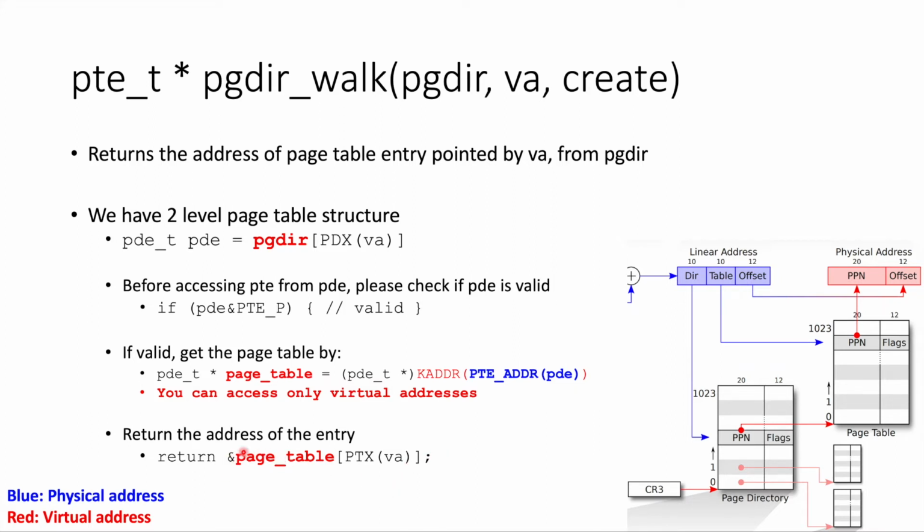Here we'll take the address of this page table entry. So it will basically return the address of this page table entry. And this covers the case of a valid page directory entry. So when the PDE and the PTP are valid, then we do this.